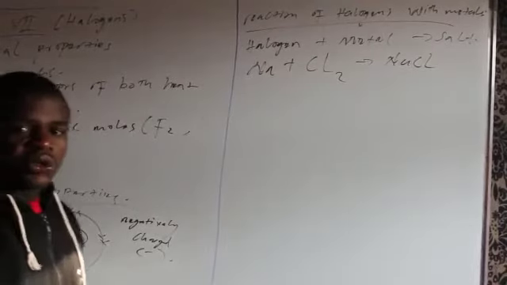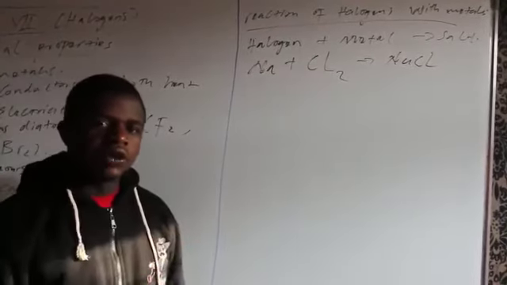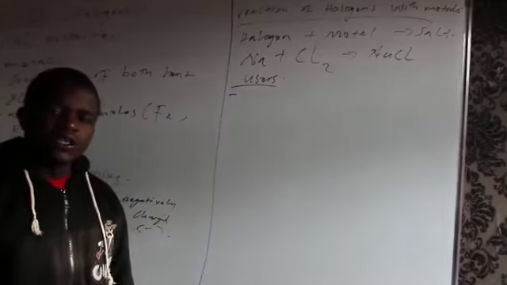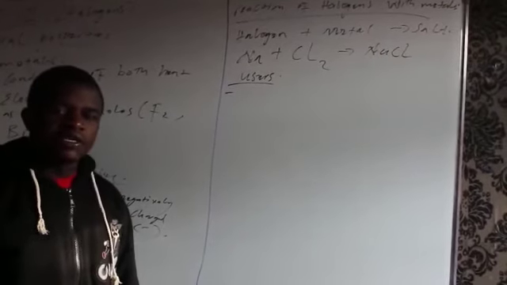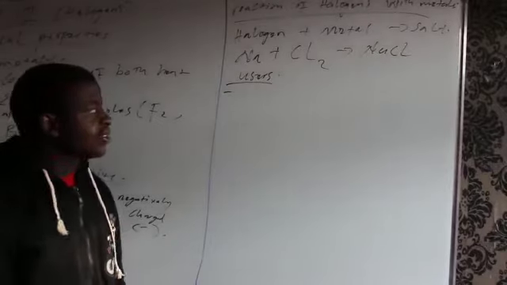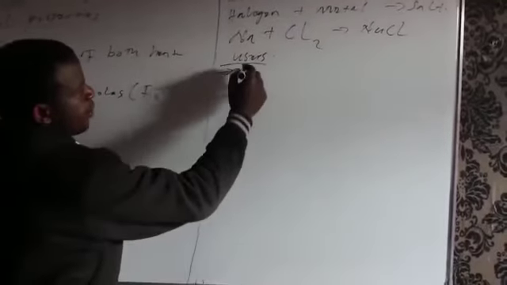And let us look at the uses of these halogens. The first use is that halogens are used to kill bacteria in water. As you already know, a small amount of chlorine is added to water so that water can be purified. So it is used to purify water.